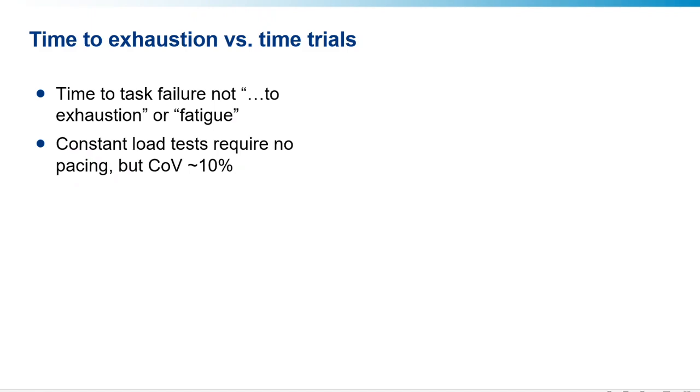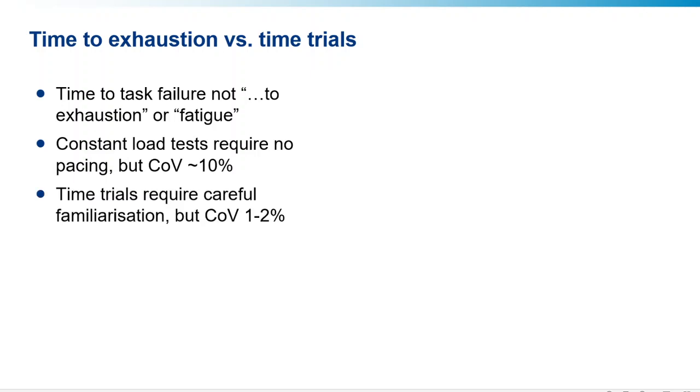Constant load tests don't require any pacing, but they do have a coefficient of variation for time to task failure of perhaps plus or minus 10%. And given that in the sporting world gold medals are determined by differences of performance of less than 1%, that sounds pretty weak. But out of context, that's not necessarily the case. Time trials do require careful familiarization, so you have to get your participants in to practice them several times before you actually perform them experimentally, but they have a coefficient of variation that's much smaller, between 1 and 2% typically.